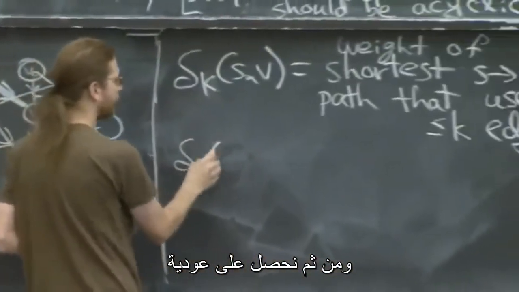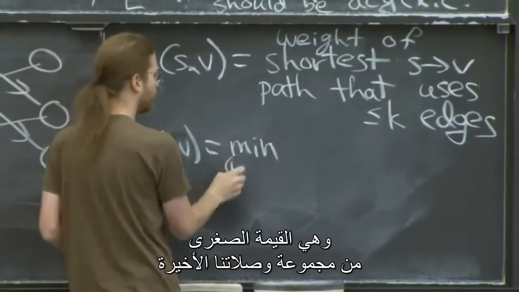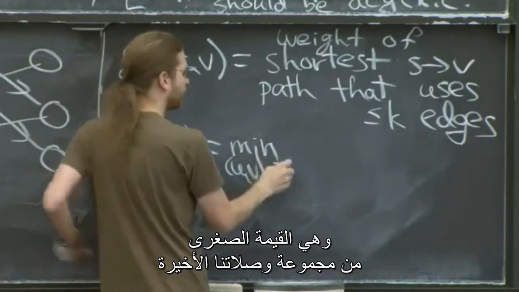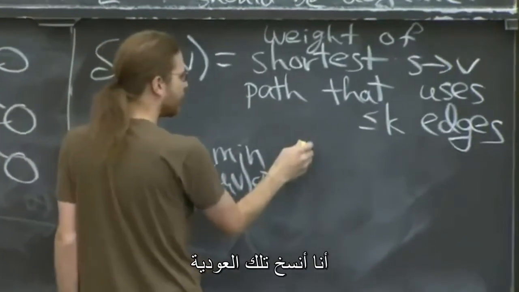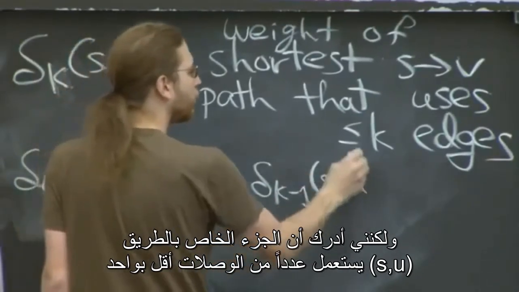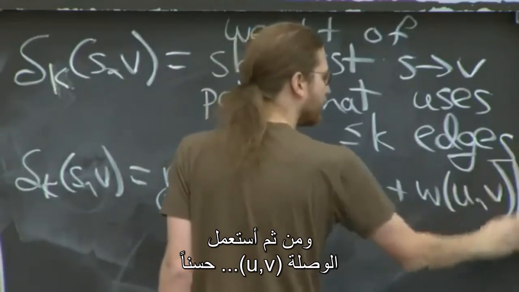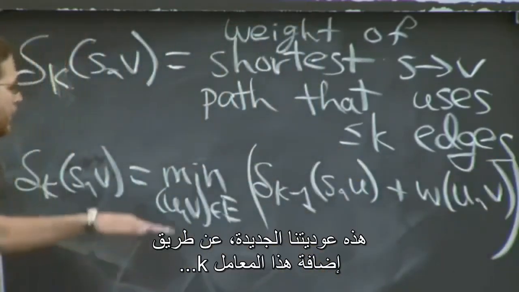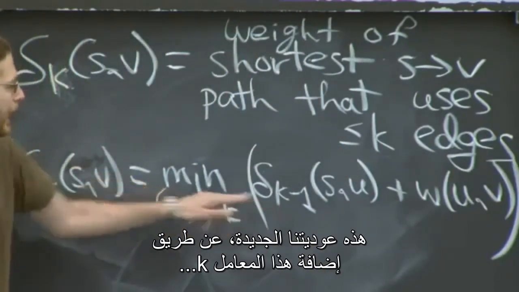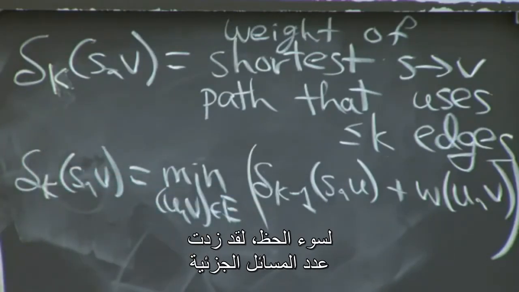And then you get a recurrence which is the min over all last edges. I'm just copying that recurrence, but realizing that the S to U part uses one fewer edge, and then I use the edge UV. That's our new recurrence. By adding this k parameter, I've made this recurrence on subproblems acyclic. Unfortunately, I've increased the number of subproblems.